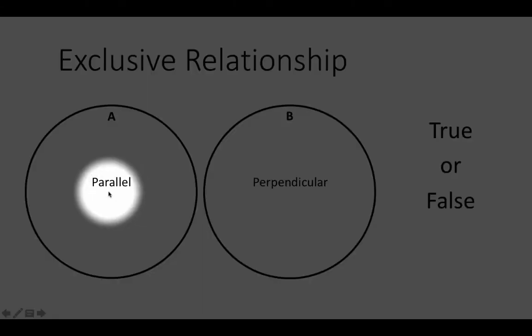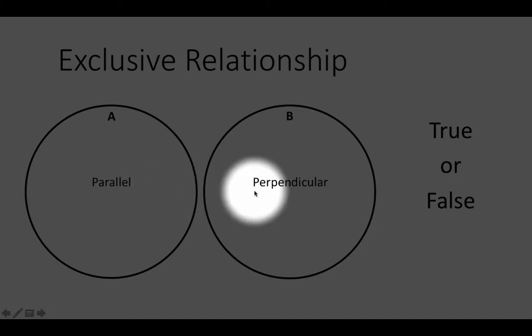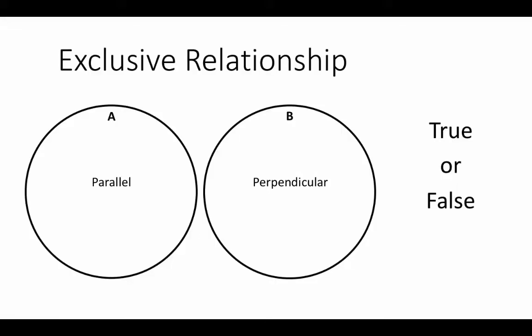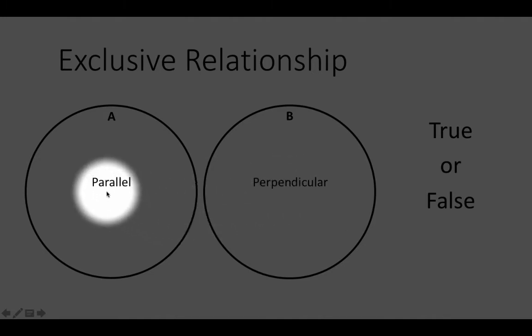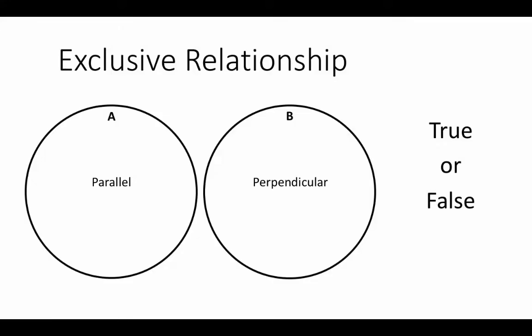If a pair of one-dimensional figures is parallel, can the pair also be perpendicular? No, they can't. If a pair of one-dimensional figures is perpendicular, can they also be parallel? No, they cannot. So for one-dimensional figures, the relationship between parallel and perpendicular is exclusive.